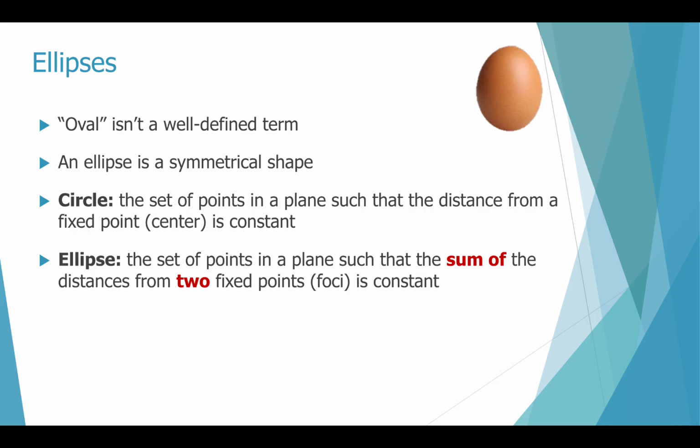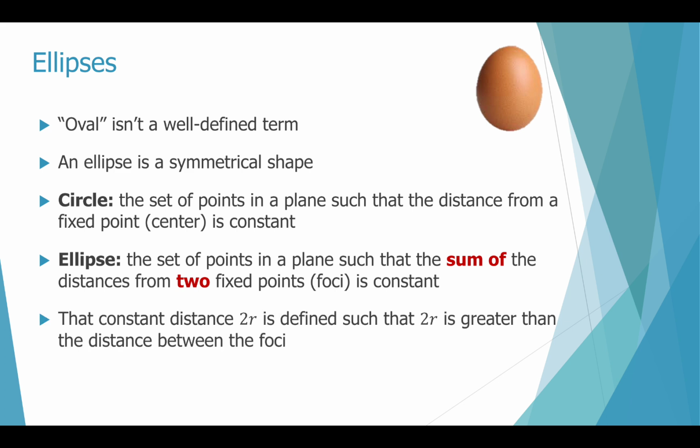An ellipse is a set of points in a plane such that the sum of the distances from two fixed points is constant. We call those two fixed points foci. So the constant distance is 2r, defined such that 2r is greater than the distance between the foci.